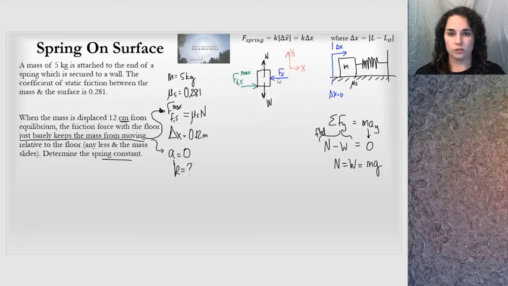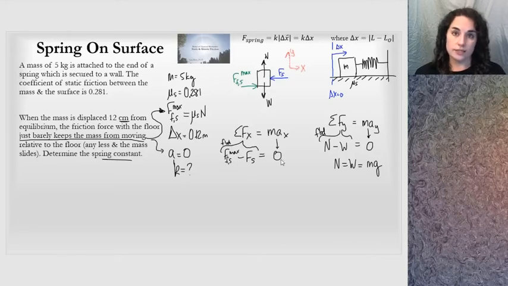Let's move to the horizontal direction because we're trying to find the spring constant, and the spring constant is buried in the spring force, which is in the horizontal direction. So let's set up the equation. The sum of forces in the x direction equals m a_x. Well, we know the acceleration in the x direction. They told us it's sitting still, so this has to be 0. Over on this side go all of the forces on the free body diagram in the x direction. In the x direction, I have a positive force of friction, static max. And then in the other direction, I have the force of the spring.